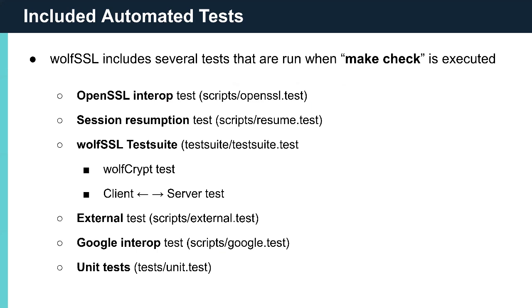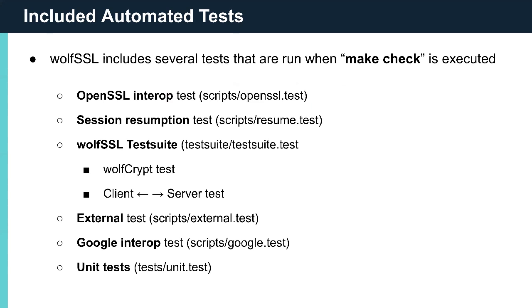The wolfSSL package does include a number of automated tests. You can run make check, and these will run for you. We run this all the time. Our engineers do internally when we're working on the code, and they're built in for us as part of our commit tests. So every time we do a commit, we get all these tests to run, plus a few more.